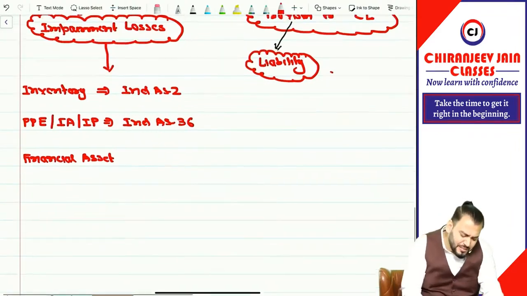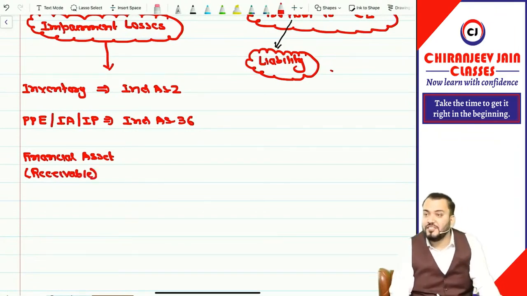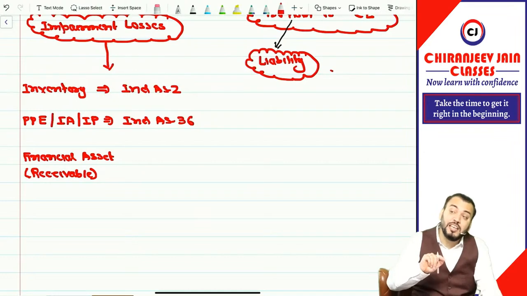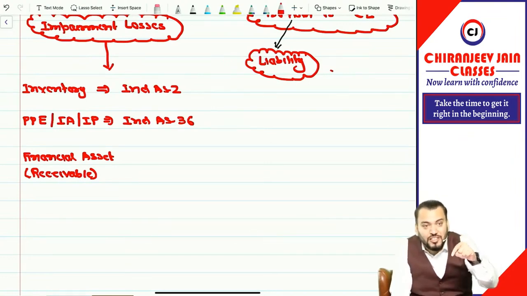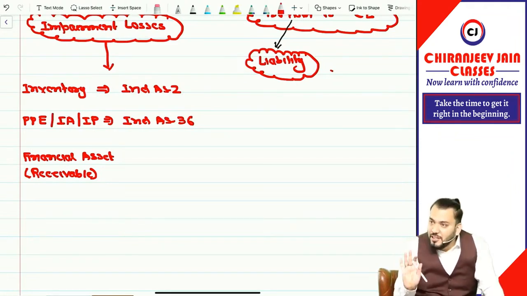Financial asset, in simple words, we can say receivable. Any receivable. Debtors is one example of a financial asset. For debtors, we used to create a provision for doubtful debt due to the conservatism principle, due to some contingencies arising from a past event. Have you understood this point?